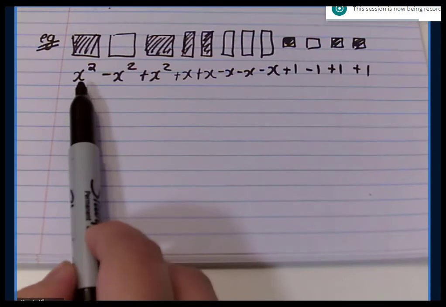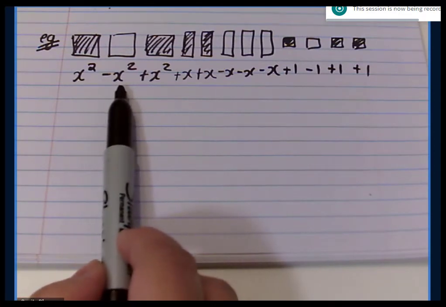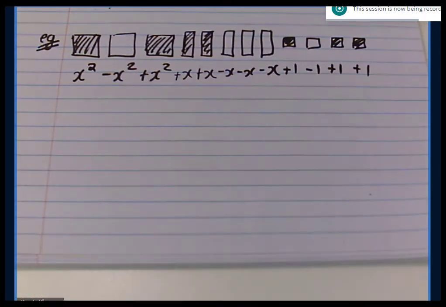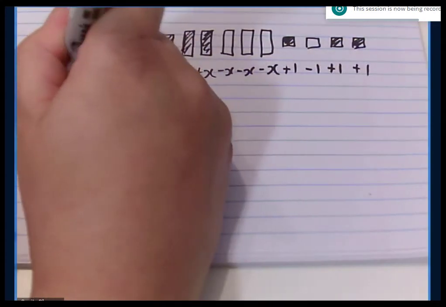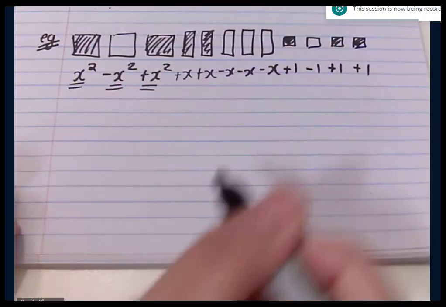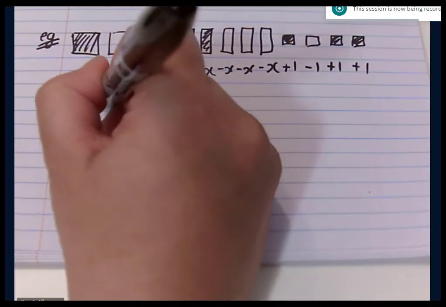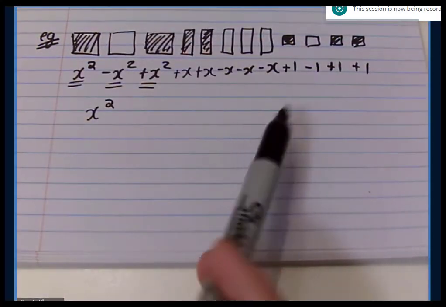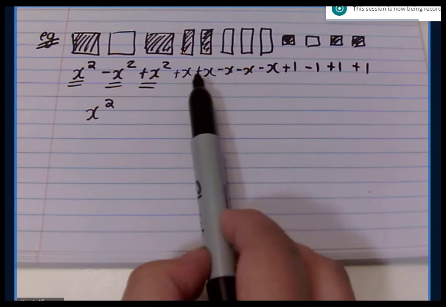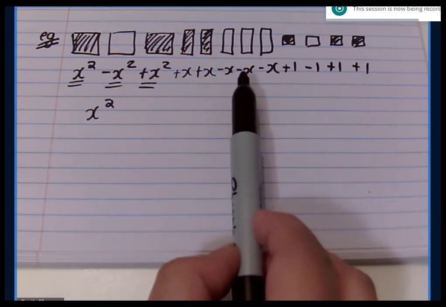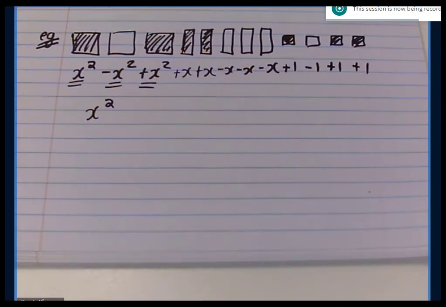So here it would be x squared minus x squared plus x squared, which will leave you with x squared. And then here we have x plus x minus x minus x minus x. So you can collect those like terms.